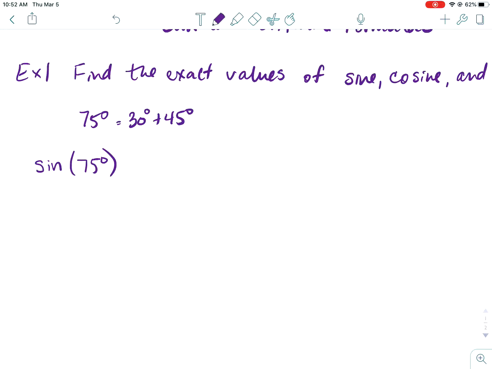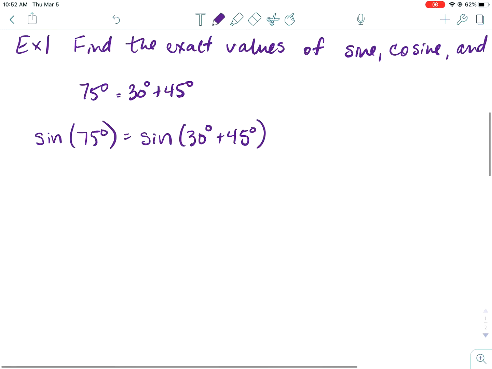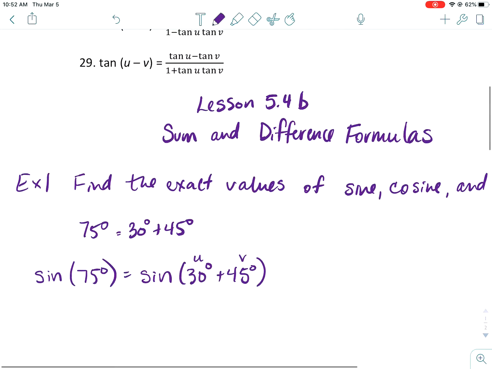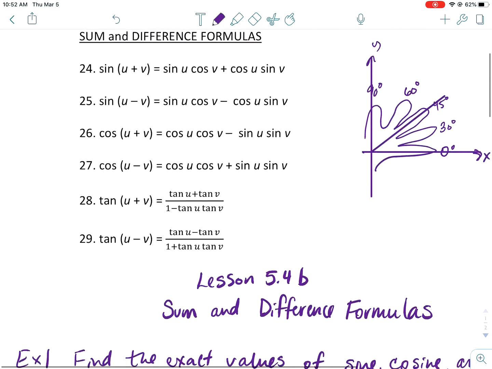All right, so when we start off finding the sine of 75 degrees, I'm going to rewrite it as the sine of 30 degrees plus 45 degrees. So then whenever I use my formula, for U, I'm going to put in 30 degrees, and for V, I'm going to put in 45 degrees. So you guys do that on your own. Go ahead, decide which one to use, and then put in 30 degrees for U and 45 degrees for V.